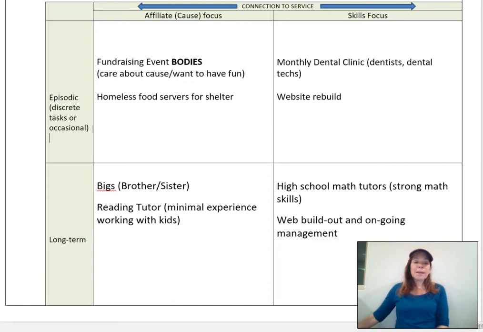So by comparison, long-term jobs are jobs where you absolutely need the volunteer to commit to come in over and over again, or to do their job over again.